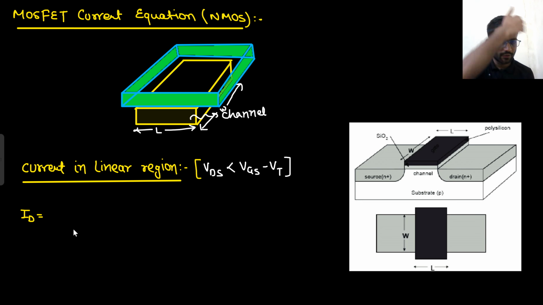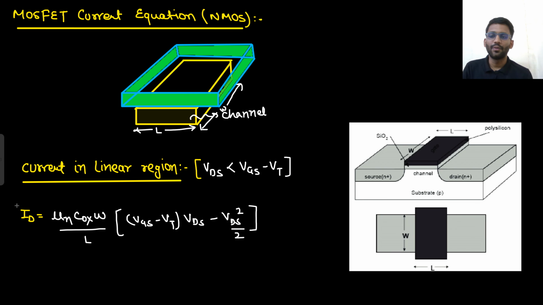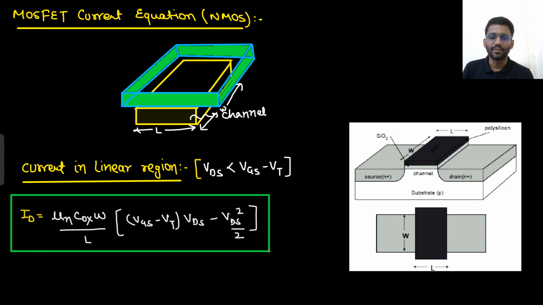Now I will write the expression of current. From where the formula came, no one will ask you the derivation. So just the simple formula: mu n Cox W by L into (VGS minus VT) into VDS minus VDS square by 2. This formula you will have to remember, but you will use it so many times that you will always remember it. Now what is mu n here?